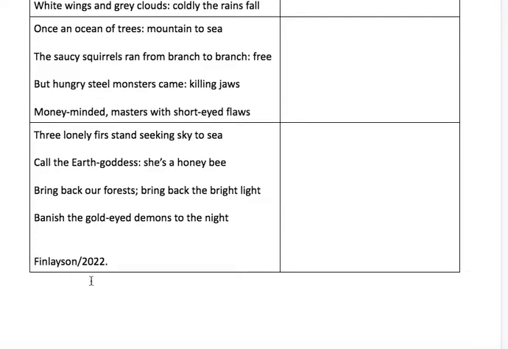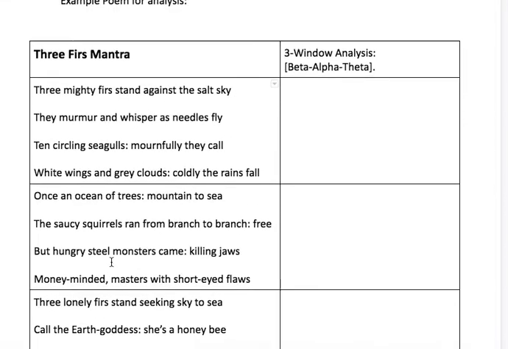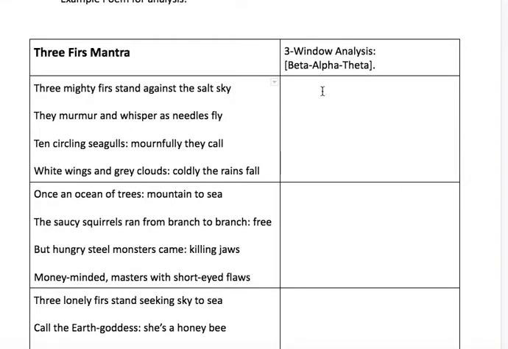That was written by me, and the publication date was 2022. In fact, I wrote it this morning when preparing this lecture. Okay, so let's jump straight into it here. So we're always going to talk about the beta level first, then the alpha level, then the theta level. That's part of the benefit of having a 3-window system, is that at least you know the order that you're going to approach the poem from.